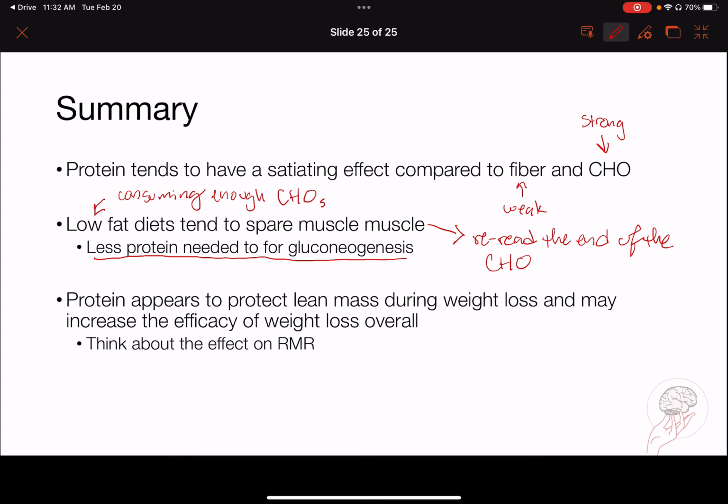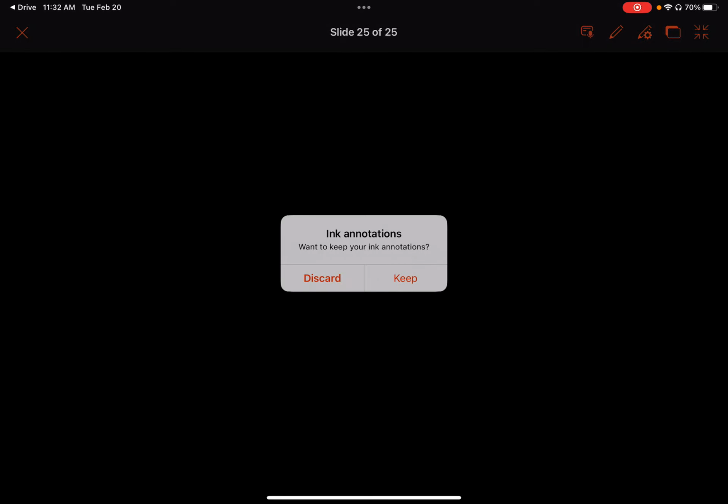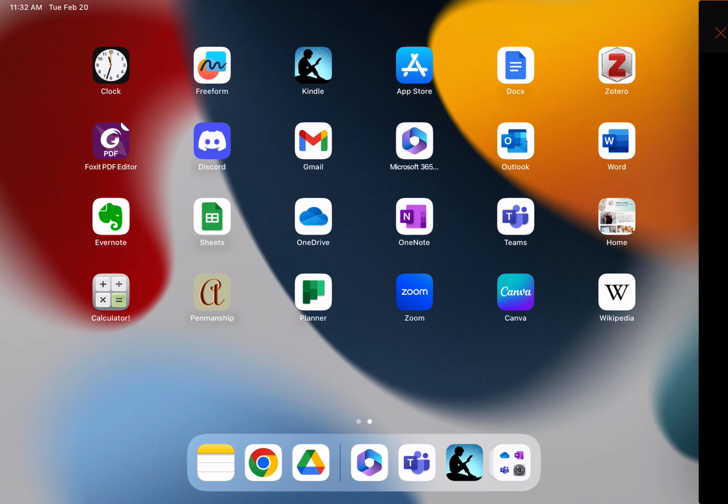And protein appears to protect lean, whoops. Oh, shoot. Sorry.